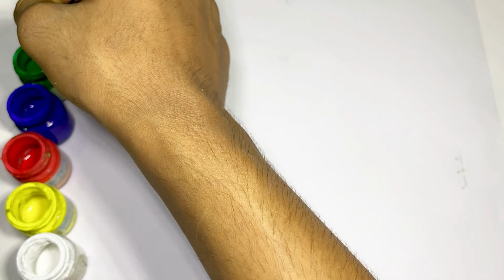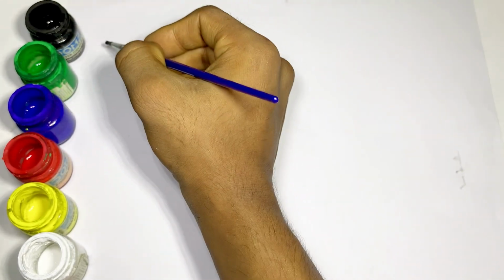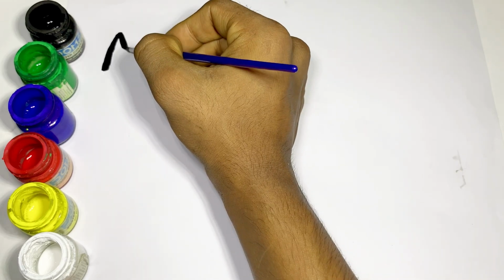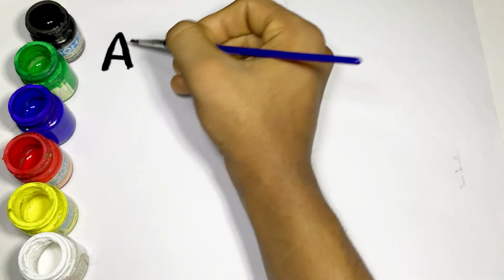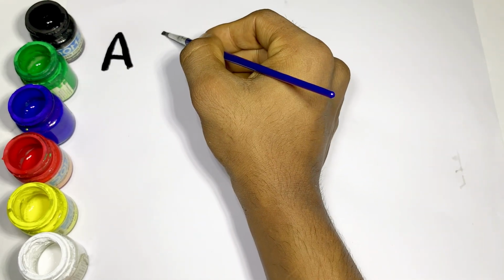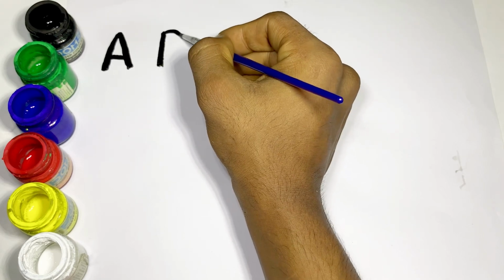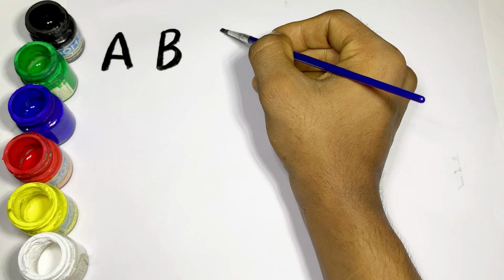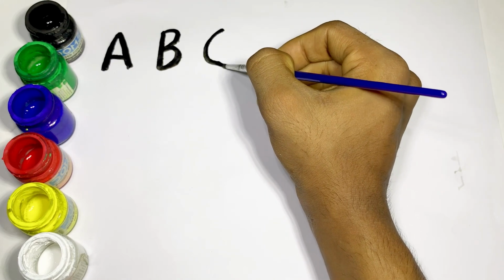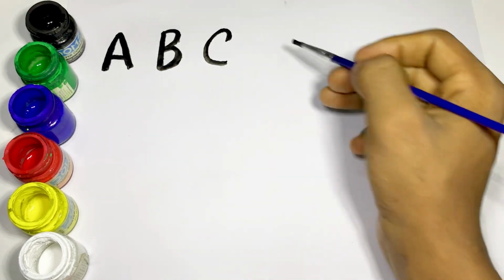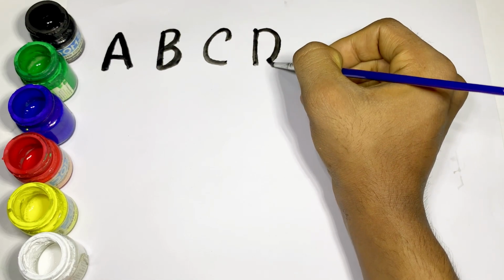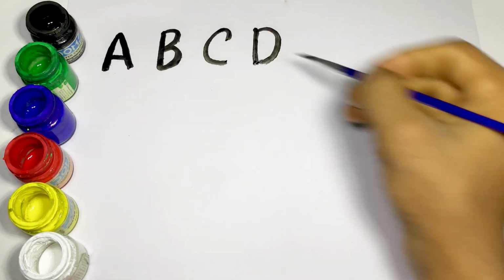Kids, now draw alphabets and use black color. A for apple, A for aeroplane. B for ball, B for bat. C for cat, C for car. D for dog, D for doll.